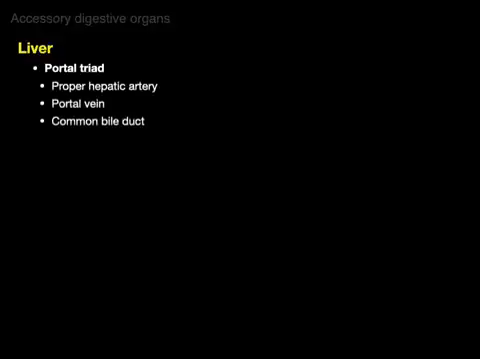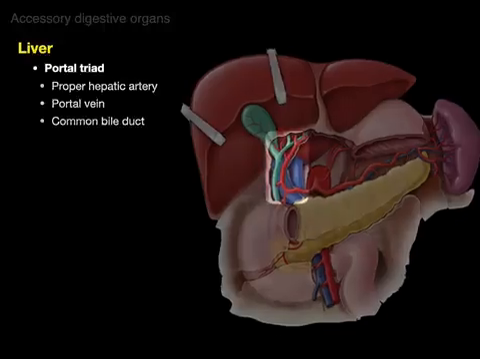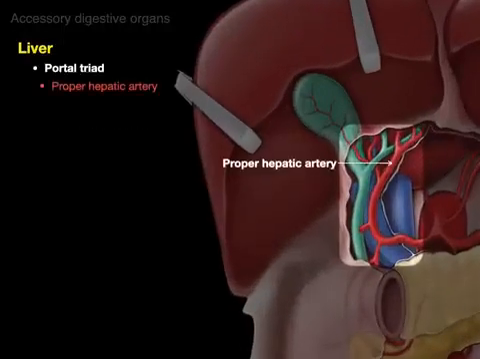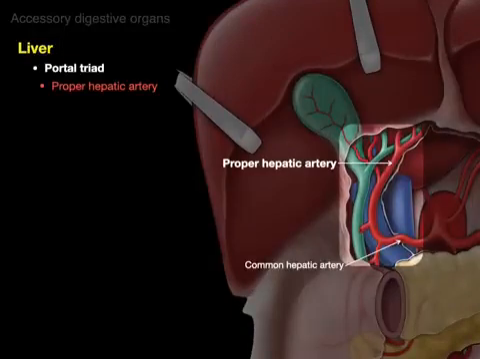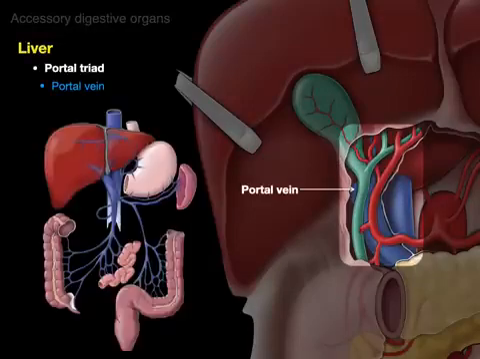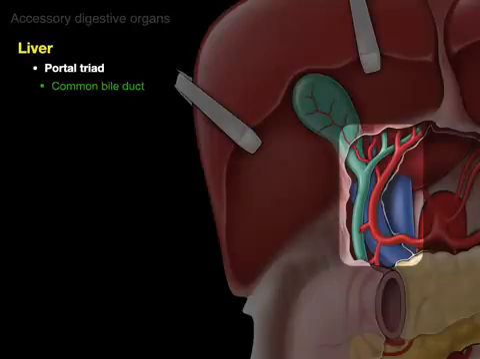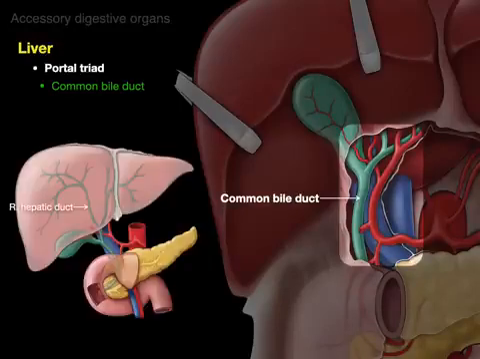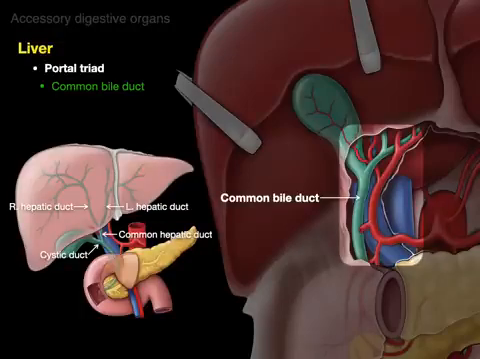Now, the portal triad consists of the proper hepatic artery, the portal vein, and common bile duct. So there, and we'll view in a little bit closer, there is the proper hepatic artery that comes off the common hepatic artery, a branch off the celiac trunk. And then there's the portal vein, which is the union of the splenic and superior mesenteric vein. This is what's draining all blood from the GI tract. And then the common bile duct there, that's what's delivering bile from the liver and gallbladder into the second part of the duodenum. So the right and left hepatic duct feed into the common hepatic duct, and they join the cystic duct to make the common bile duct, and that's what we see there.